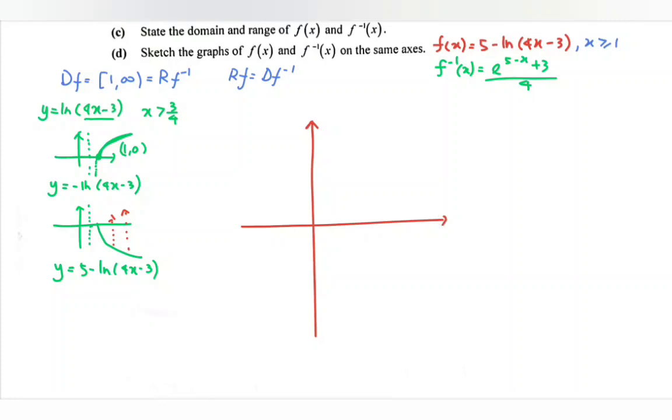So continue. Here we have the situation when x equals 3 over 4. Okay, then continue. In here we have (1, 0). If we shift upward, we will have (1, 5). So here we have 1. Let's say we have 1, 2, 3, 4, and 5. Here will be the coordinate.